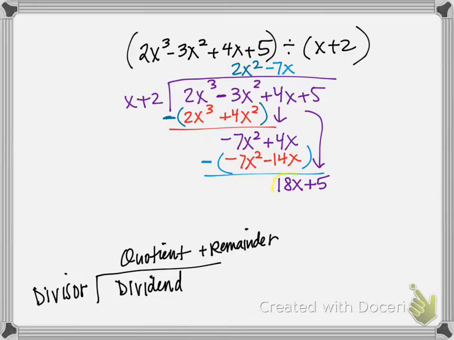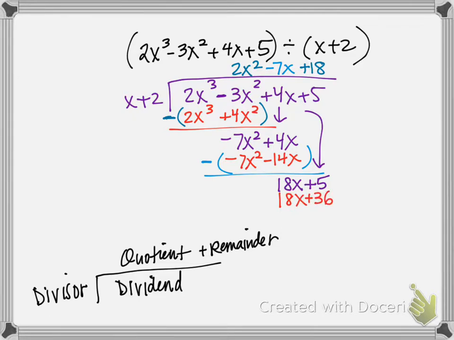We are back to looking at this term and this term. x times what gets you 18x, or you could simply take 18x and divide that by the x, which is just 18. So I have plus 18. Make sure you multiply the 18 by both terms in your divisor here. So 18 times x is 18x. And 18 times 2 is 36.